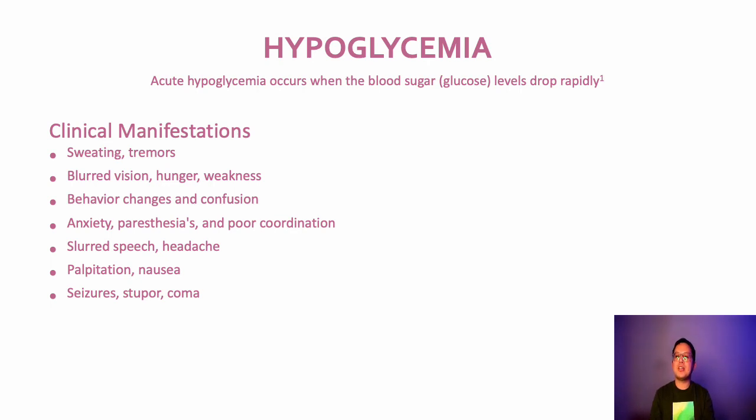So if you see this patient who is sweating and having tremors, okay, blurred vision, okay, hunger and weakness, behavior changes and confusion, anxiety, paresthesias, and poor coordination, a patient with a tingling sensation, okay, slurred speech, headache, palpitation, nausea, seizures, stupor, and coma, no?